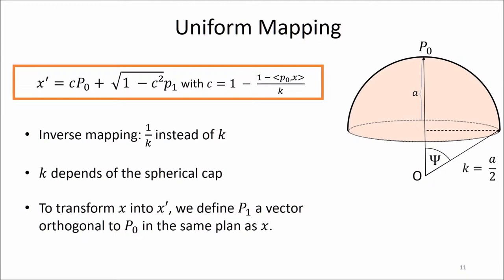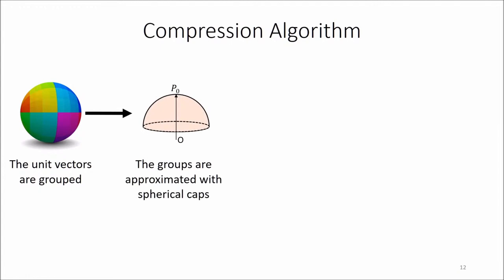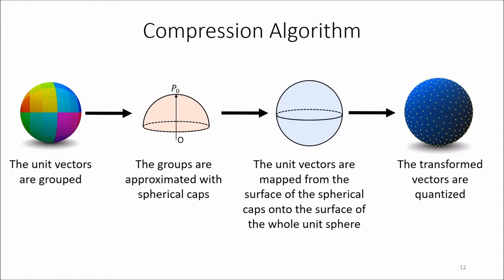You will also need to define P1, which is a vector orthogonal to P0, and which is in the same plane as x. x is the unit vector you want to map. And so you will find P1 using a simple cross product. To summarize, the compression algorithm works as follows. First, you group your unit vectors to create some spatial coherency. Then you approximate the shape of each group with spherical caps. You map the unit vectors from the surface of those spherical caps to the surface of the whole unit sphere, where you are able to apply any existing unit vector quantization technique with an improved precision.